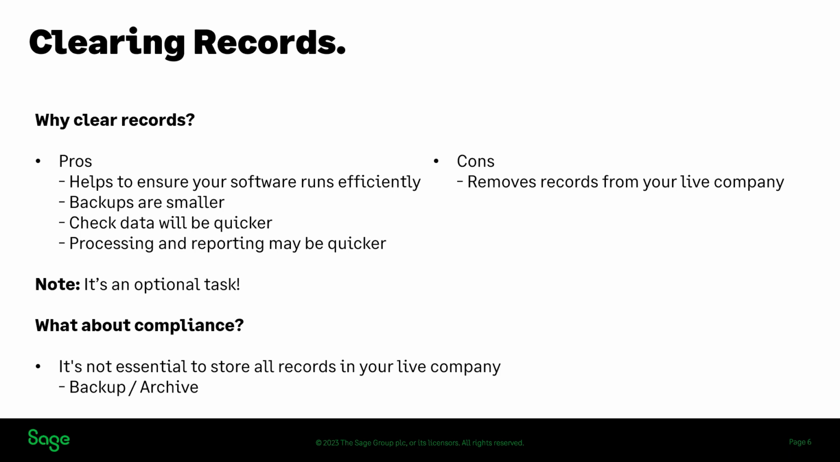So by having a backup or an archive or both, you can always refer back to that, which means you can remove information from your live company. You don't necessarily need 6, 7, 10 years plus worth of records and transactions within your live company. But again, removing it will mean that it's gone. So the only way to get back to that information is by restoring a backup or popping into an archive where you've got that data stored. We'll come on to backups and archives in a few minutes.